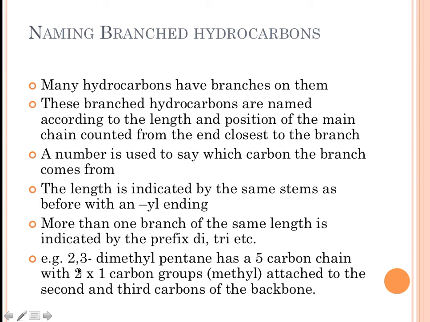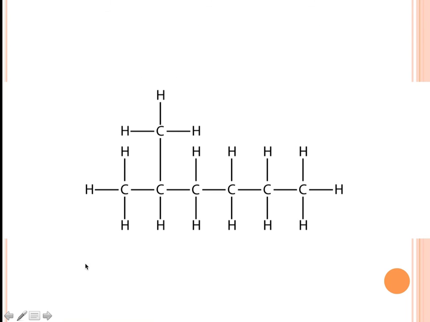So if we had something like 2,3-dimethylpentane, that would mean we've got a 5 carbon chain, which means it's pentane. We've got 2 methyl groups, dimethyl, and remember a methyl group, meth, it means 1, so we're going to have 1 carbon in each of those. And they're going to be 1 on the 2nd carbon and 1 on the 3rd carbon along the main chain.